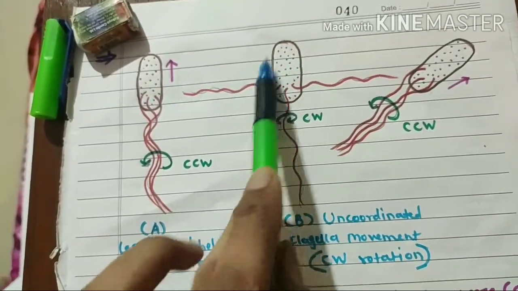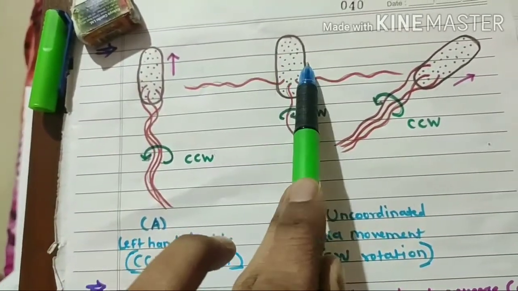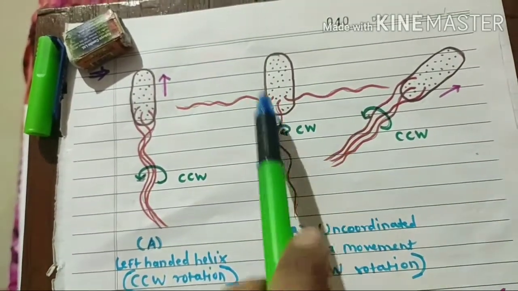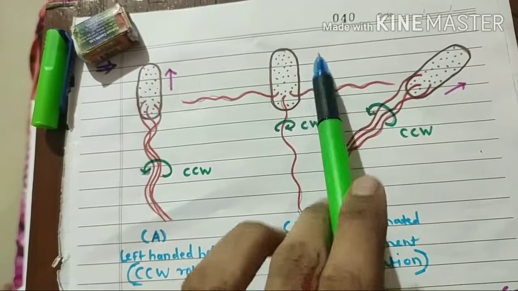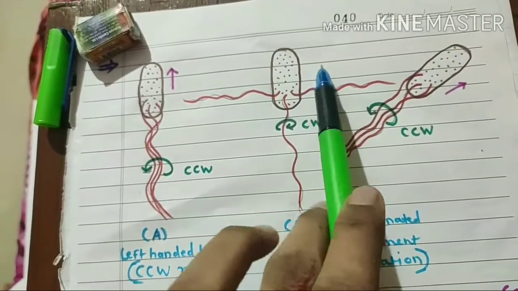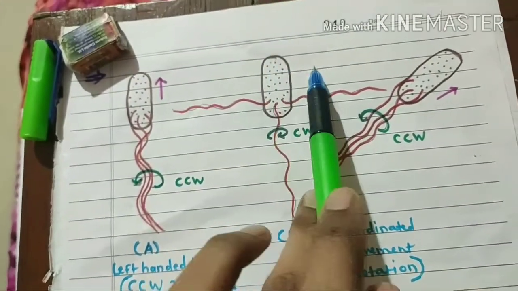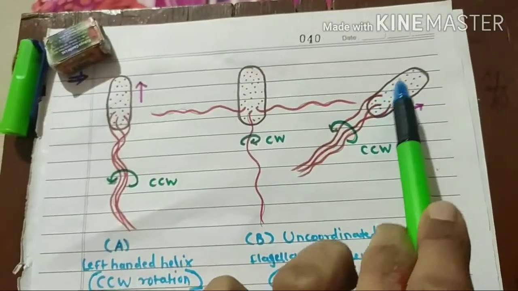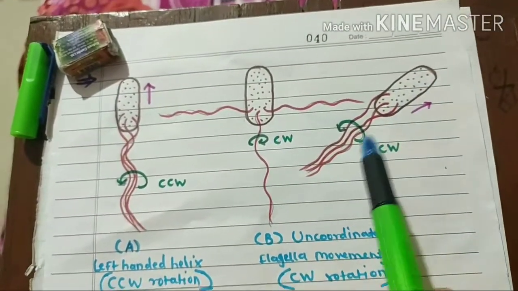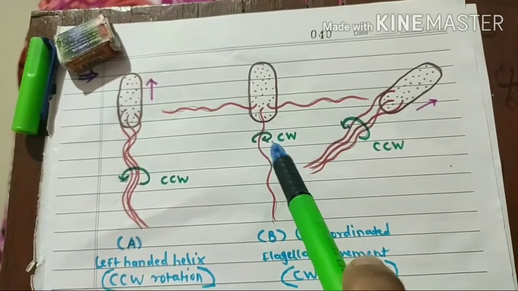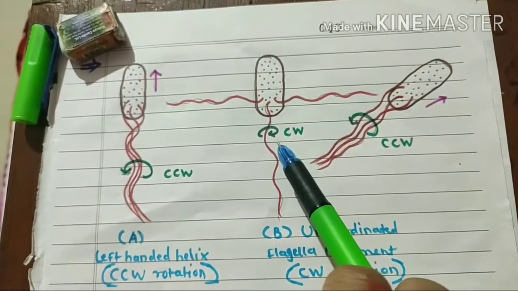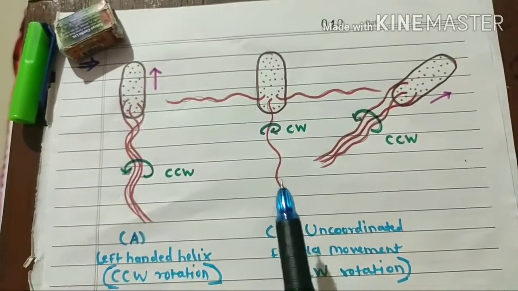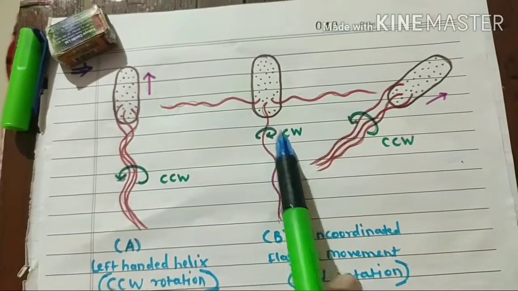Okay, so because of the movement, it can change its direction to this side or to this side. Let's take an example. It has changed its direction to this side. It has oriented itself in this direction. So now the cell is oriented like this, and this counterclockwise motion is just for a fraction of seconds. Again, that flagella returns to its original movement, that is counterclockwise rotation.